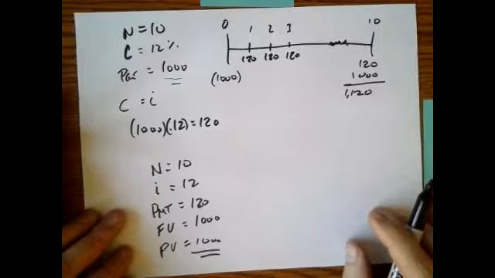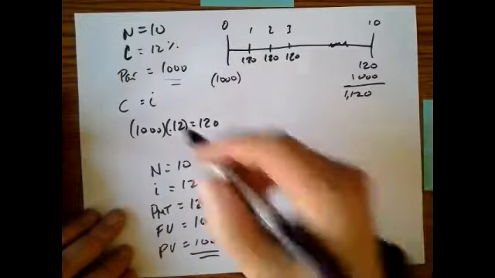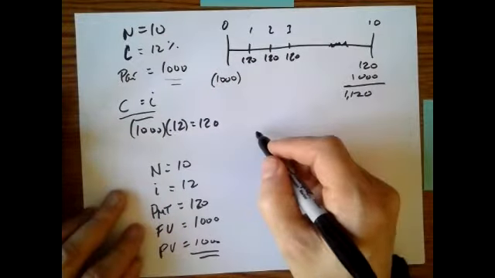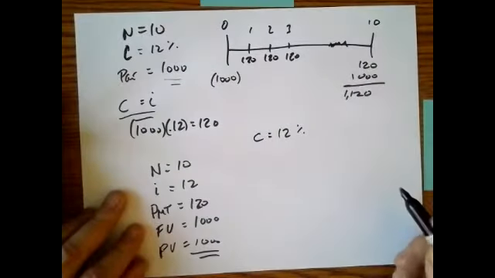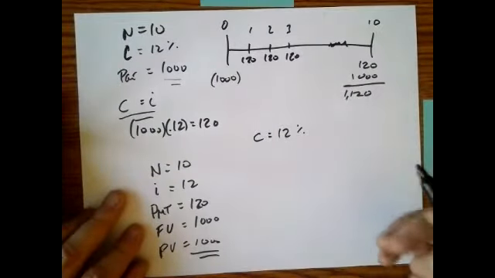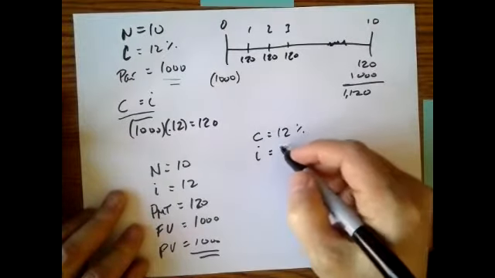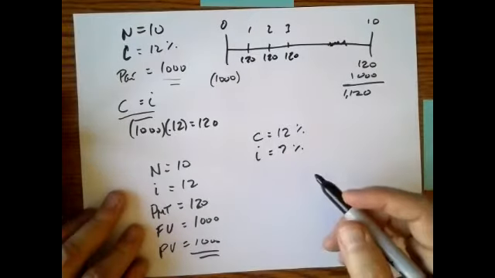Part A says, suppose that 2 years after the bonds were issued, the required interest rate fell to 7%. So that means that our starting assumption is no longer true. The coupon rate is still going to be 12% because that's a contract. It doesn't change just because things are happening out in the market. And the market interest rate is now 7%. What would the bond's value be?